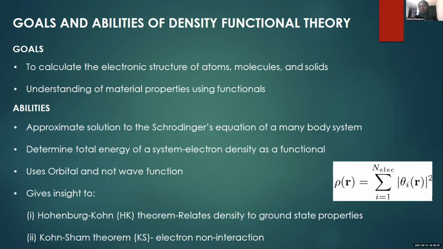So DFT helps us to figure out the total energy of a system using electron density, which is a function of position. DFT uses orbitals and not the wave equation. It gives an insight into relating density to ground state properties. Now, we know that the ground state properties of molecules are important because at some points you have to go to the excited states. So the ground state properties are very, very important, and DFT helps us to give an insight into understanding it. It also helps us to understand the Kohn-Sham theorem, which relates electrons that are non-interacting.